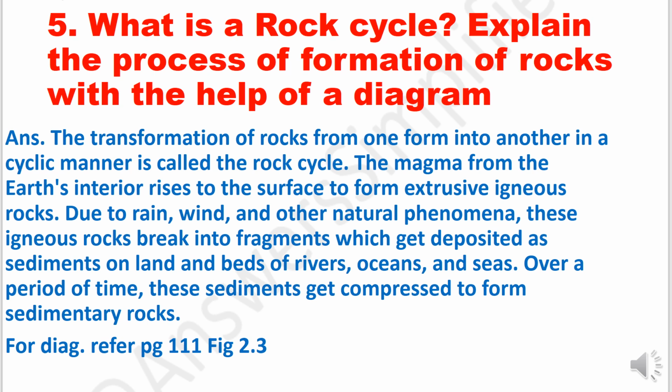Explain the process of formation of rocks with the help of a diagram. Answer. The transformation of rocks from one form into another in a cyclic manner is called the rock cycle. The magma from the earth's interior rises to the surface to form extrusive igneous rocks. Due to rain, wind and other natural phenomena, these igneous rocks break into fragments which get deposited as sediments on land and beds of rivers, oceans and seas. Over a period of time, these sediments get compressed to form sedimentary rocks.